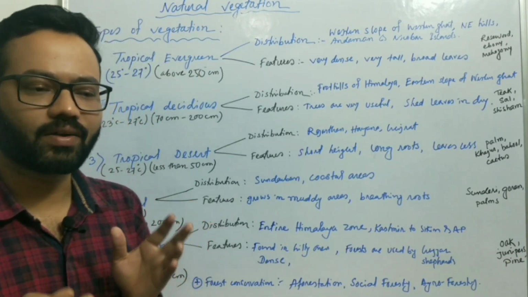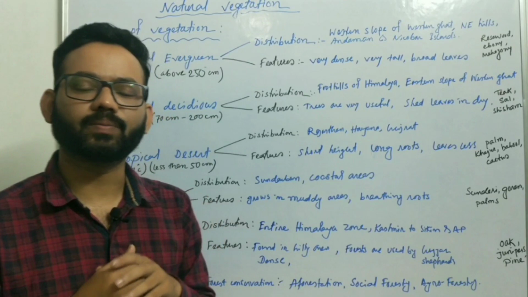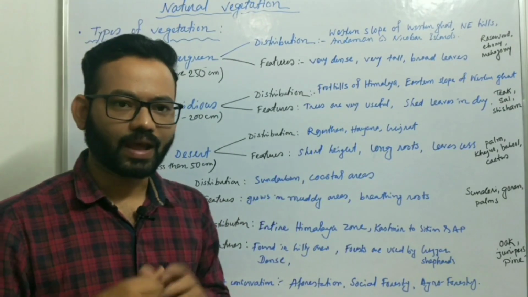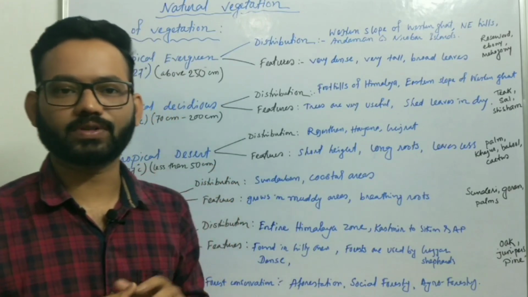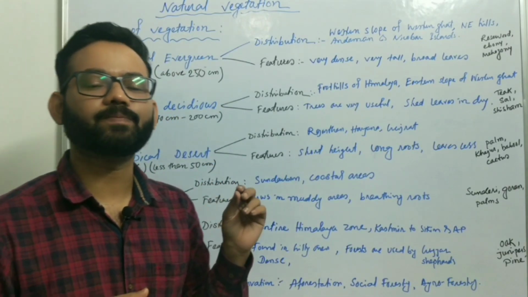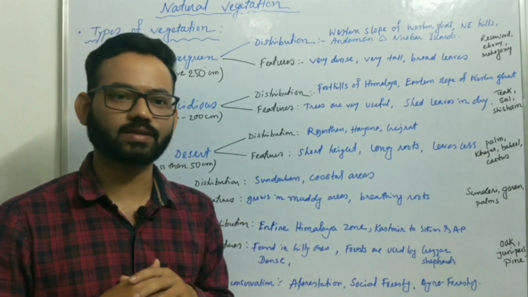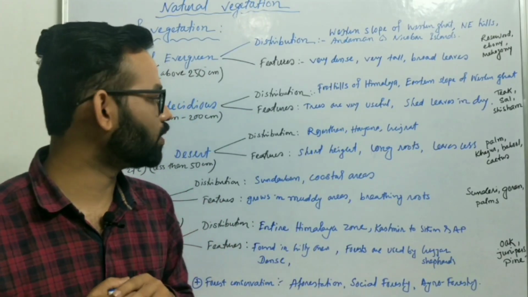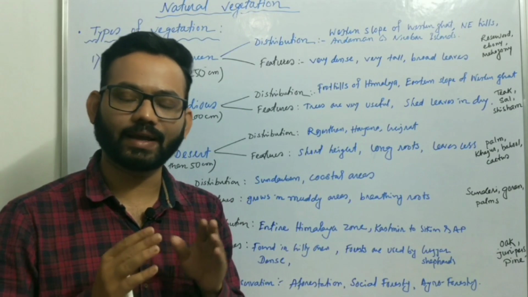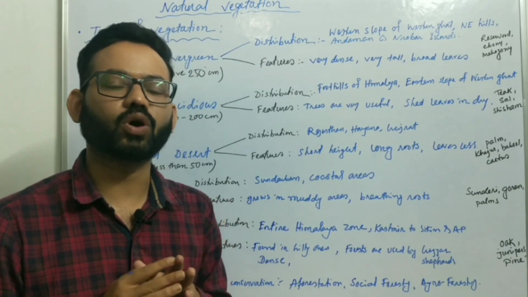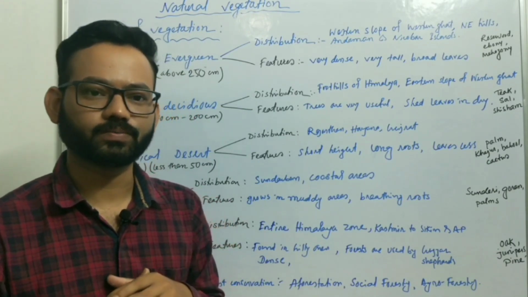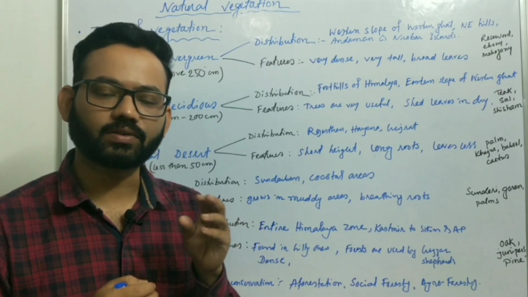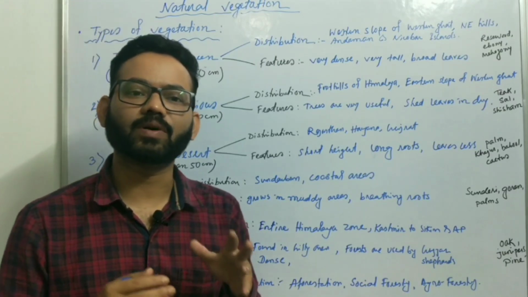Here the rainfall is very much below, 50 or 70 centimeter annual rainfall. Features: number one, this species of trees has very short heights. The trees are not very tall. Number two, long roots. In search of water, the roots of these trees are very much long. To survive in these dry areas, the roots of these trees are very much long.